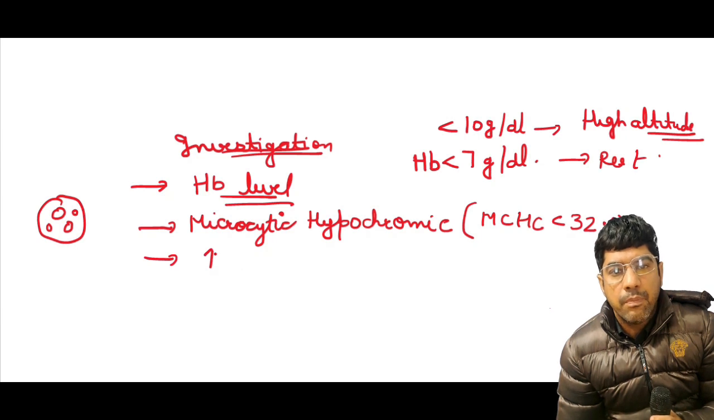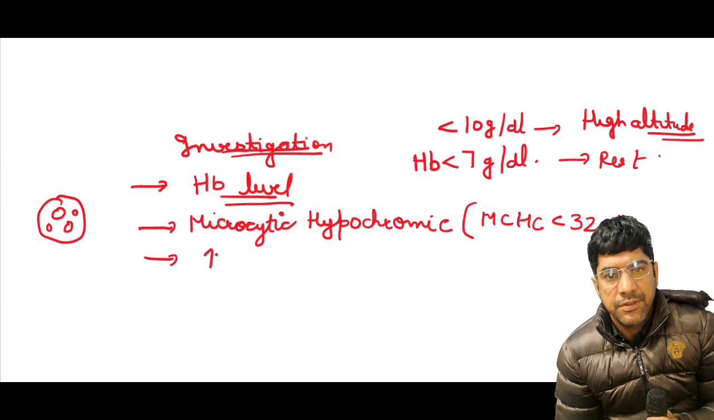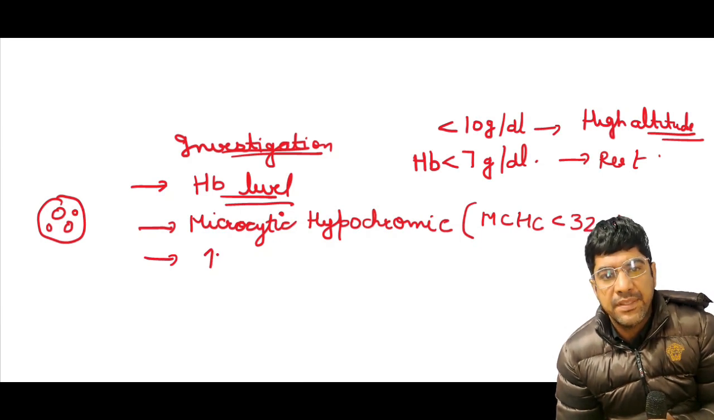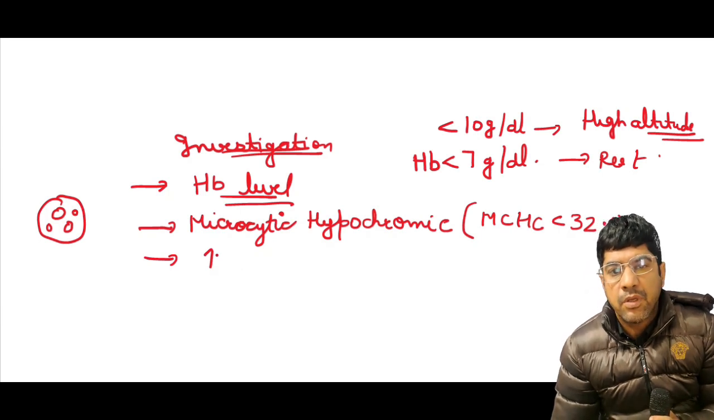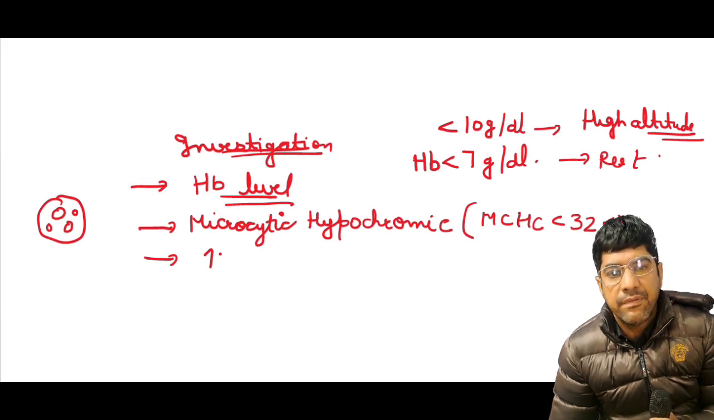Other is the mean corpuscular hemoglobin concentration, that is MCHC. So MCHC less than 32% is consistent with the hypochromic cells. The mean corpuscular hemoglobin concentration is a measure used in analysis of red blood cells that provide the information about the average concentration of the hemoglobin within a given volume of the red blood cells. So it is a part of the complete blood count test and it is reported in gram per deciliter.